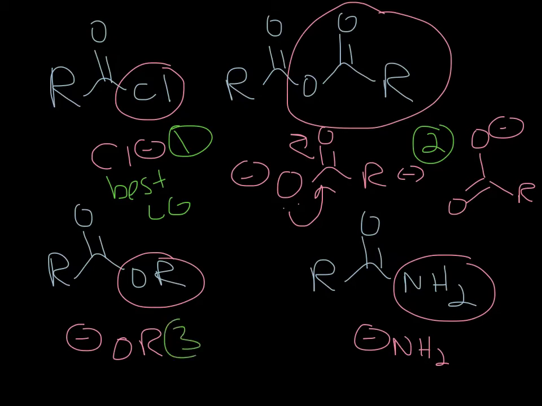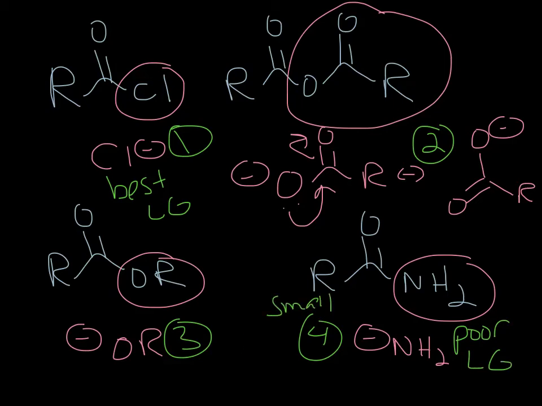Next up then, I've got my OR minus. Oxygen with the charge stabilized on only one oxygen is going to be less stable and therefore more reactive than the carboxylate ion number 2. And lastly, I've got this NH2 minus. That's going to be very unstable. It's a small, less electronegative atom with a full negative charge on it. So this is going to be a very poor leaving group for that reason.